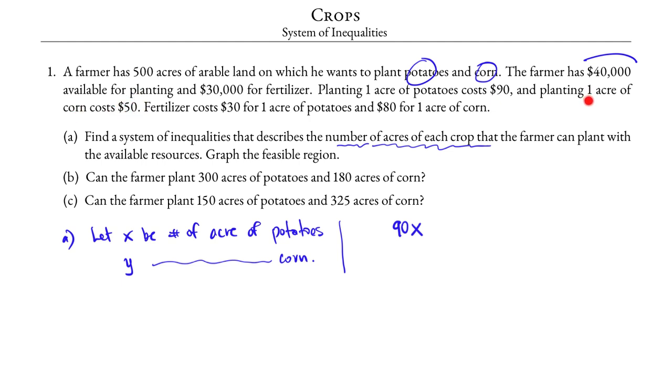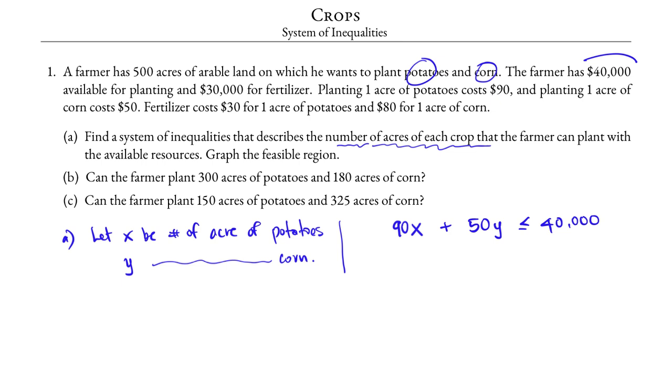Similarly, if we plant 1 acre of corn, then the cost is $50. If we plant 2 acres of corn, the cost would be 50 times 2. If we plant 3 acres of corn, then the cost would be 50 times 3. If we plant y acres of corn, then the cost would be 50y. Now, this is the cost of planting potatoes and corn, and the resource for planting alone has to be less than or equal to 40,000 because the farmer only has 40,000 available for planting.